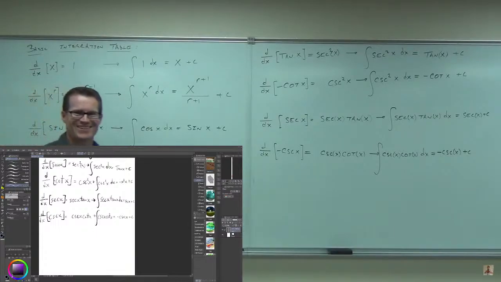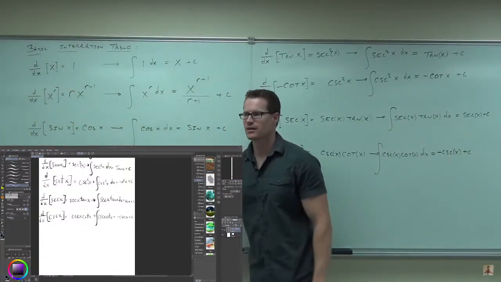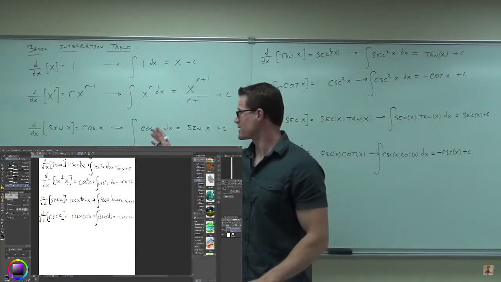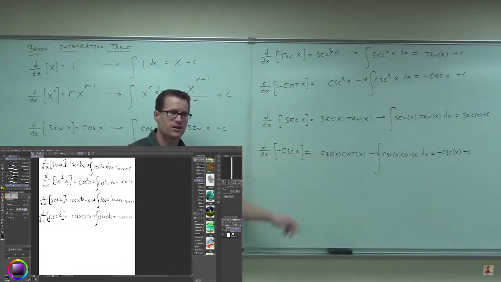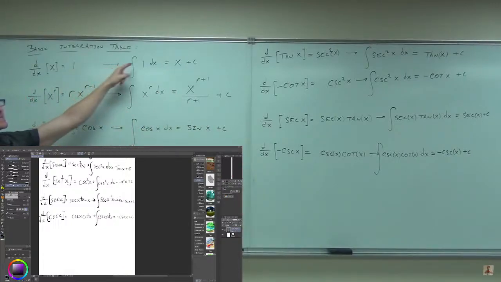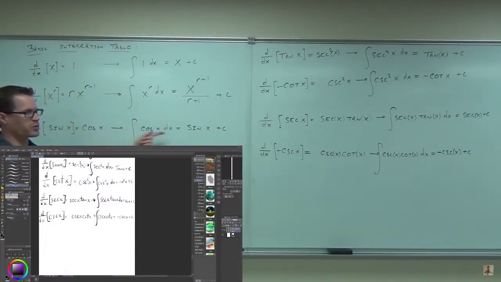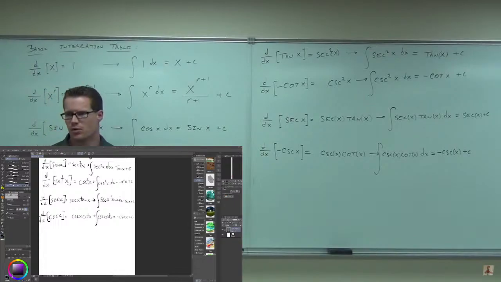Isn't that fun? Isn't that cool? That's not too bad. Here's the bright side. Yeah, the bad side is this stuff sucks, right? I mean, this is hard to memorize, especially these four. These ones, not so bad. This is easy. This is pretty easy because you deal with sine and cosine more often.